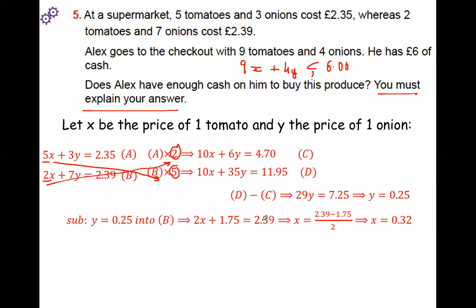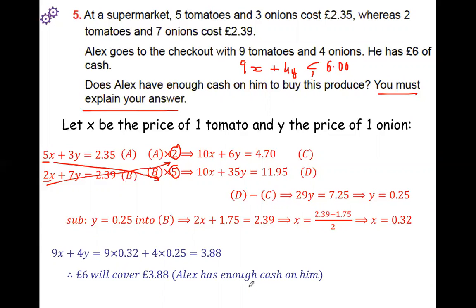Now we're going to take away 1.75 from 2.39, and we're going to divide all that by 2, and you get the price of 1 onion. Now let's see if 9 times 0.32 plus 4 times 0.25 is less than £6, and it is, only 3.88, which means Alex has enough money, enough cash on him. Okay?